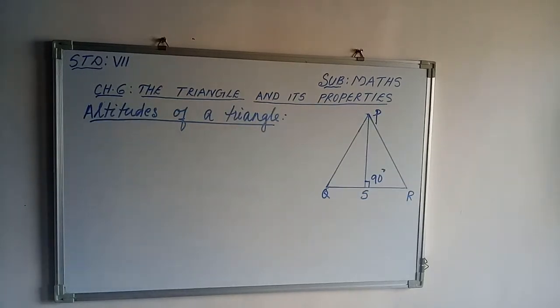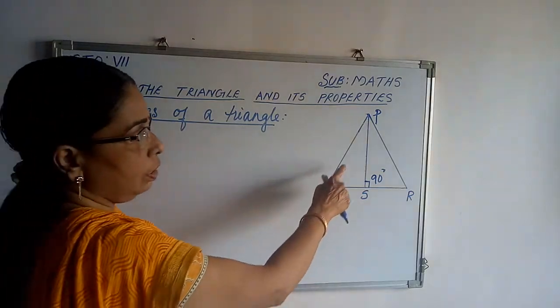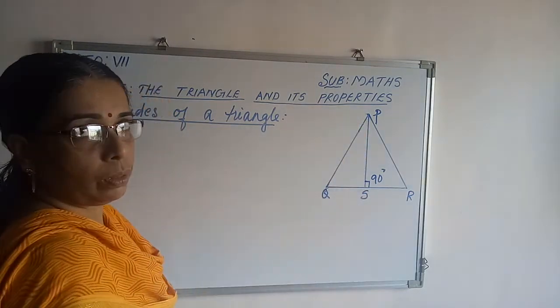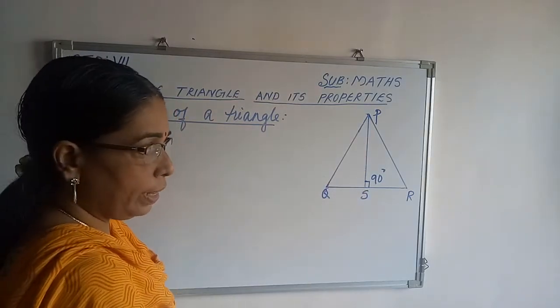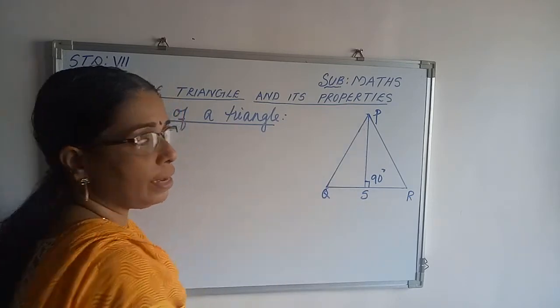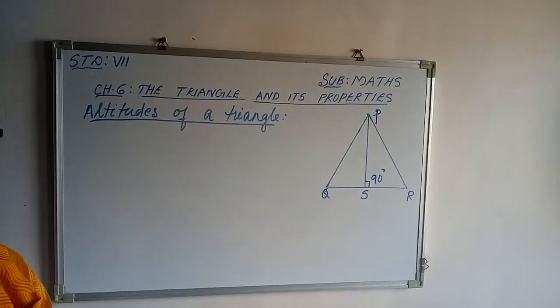So next is the altitudes of a triangle. So what is an altitude of a triangle? Here I have drawn triangle PQR and a line segment PS is drawn so that the angle PSR is equal to 90 degrees. So we can define the altitude of a triangle like this. An altitude can be defined as the line segment which is drawn perpendicular from a vertex of a triangle to its opposite side. It is called the altitude.